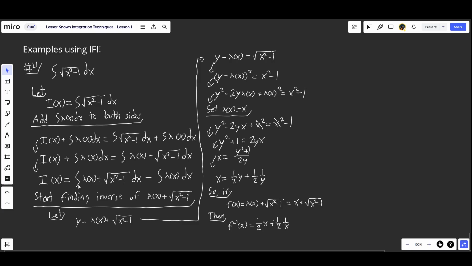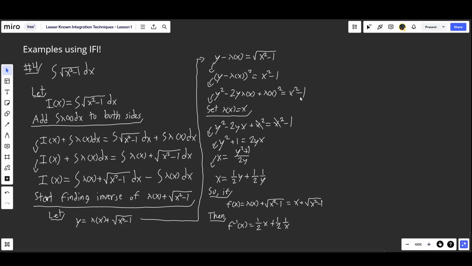To continue, we're going to start finding the inverse of this integrand. And this will give us hints at what we should set lambda of x to be to make it more invertible. Let's set y equal to lambda of x plus the square root of x squared minus 1, and subtract lambda of x from both sides, and square both sides to receive y squared minus 2 times y times lambda of x plus lambda of x squared equals x squared minus 1.